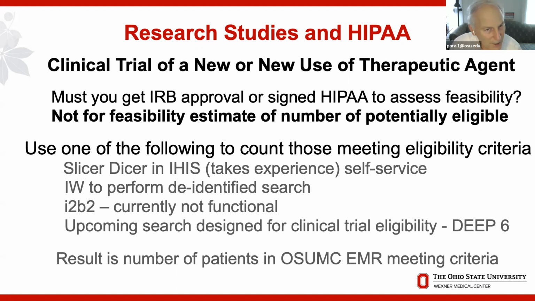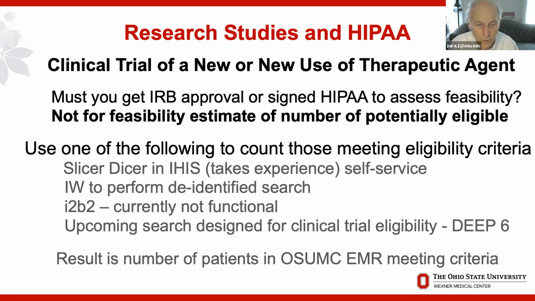How do you get the numbers? Well, most of you know there's something called Slicer Dicer in IHIS, and I've used it a little bit. It does take a lot of experience to get it to work right, but it is self-service. You can go in there and say, and I've done this, give me all HIV positive people, the ones off drug, the ones with undetectable viral loads, and I can get a number. I can't get names, but I can get a number. And that's what Slicer Dicer will allow you to do.